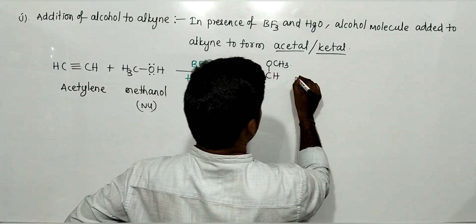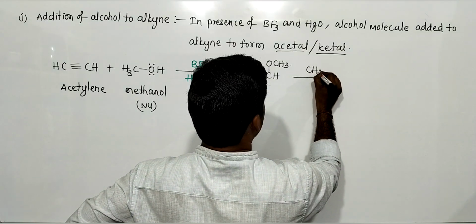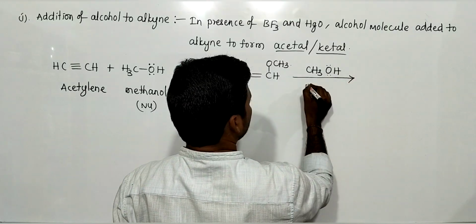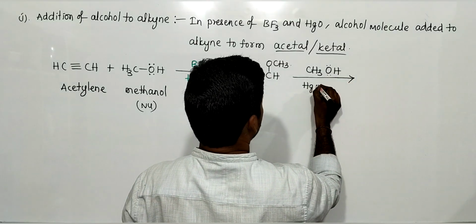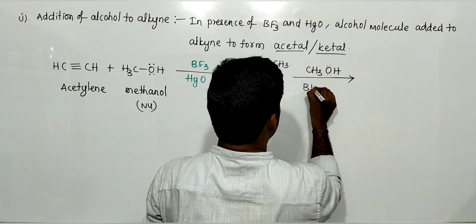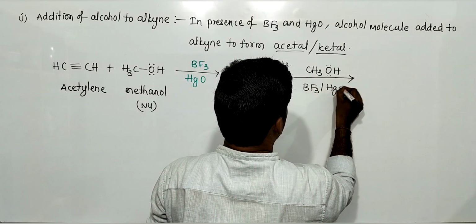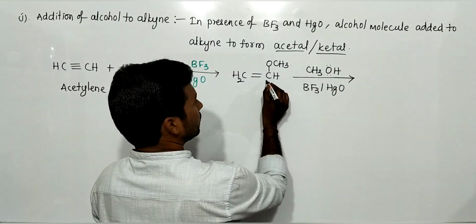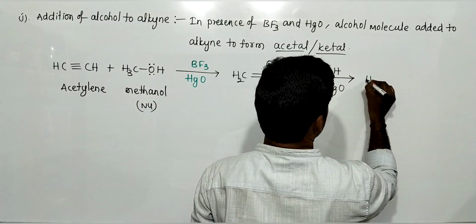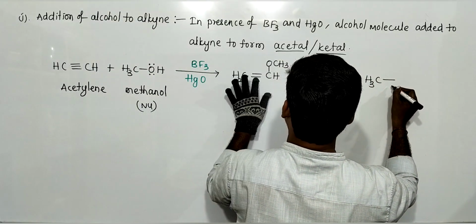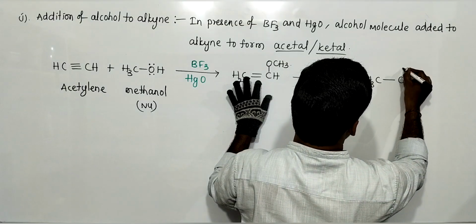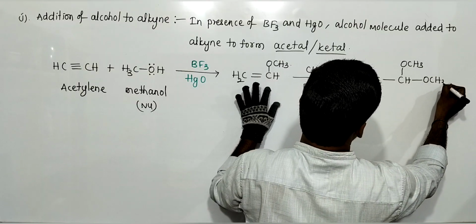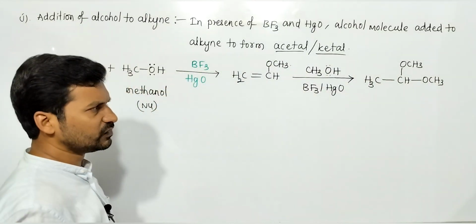After that, what happens? One more CH3OH molecule is added in presence of mercuric oxide and BF3. Again the same addition happens. This one is added here, H added here, the double bond becomes a single bond, and OCH3 is added here, where one OCH3 is already present. This is called acetal.